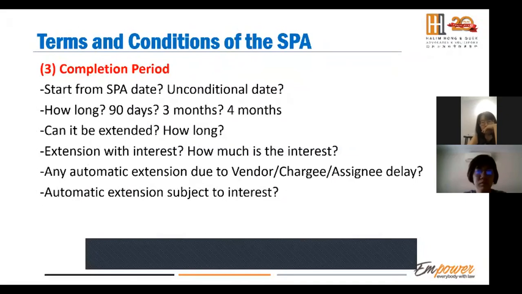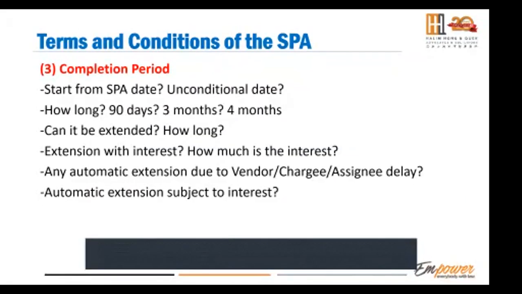Normally the clauses will be read like this: the balance purchase price shall be paid by the purchaser to the vendor's solicitor as stakeholder within 3 months from the date of the SPA, or 3 months from the unconditional date. It depends on different situations, different circumstances for each property, right?